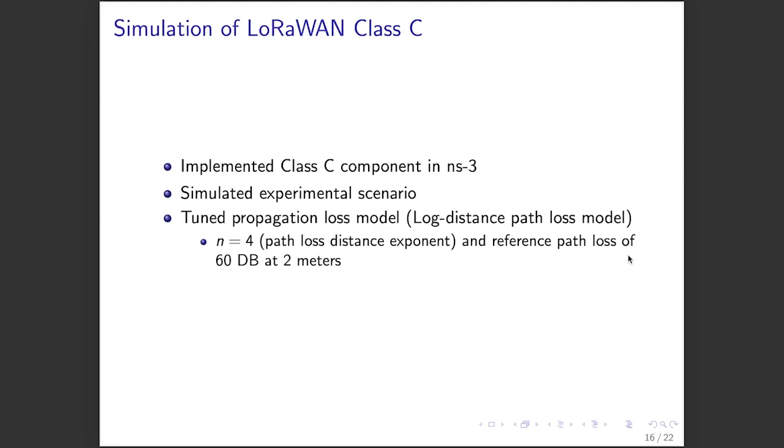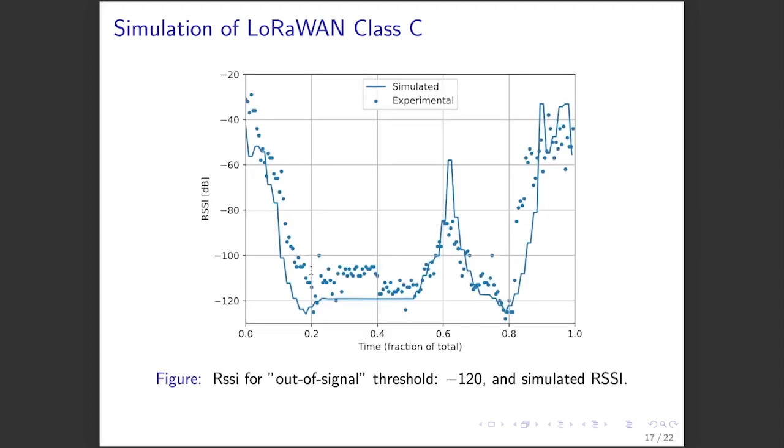And with this, we have simulated the experimental scenario by using the GPS locations of the gateways and the different experiments that we did, and then we were able to tune a propagation loss model, more specifically a log distance path loss model, to fit with the experimental data. And to do so, we have set the path loss distance exponent to 4, and with a reference path loss of 60 dB at 2 meters. And the results that we got are actually quite good. We are able to match the experimental data quite well.